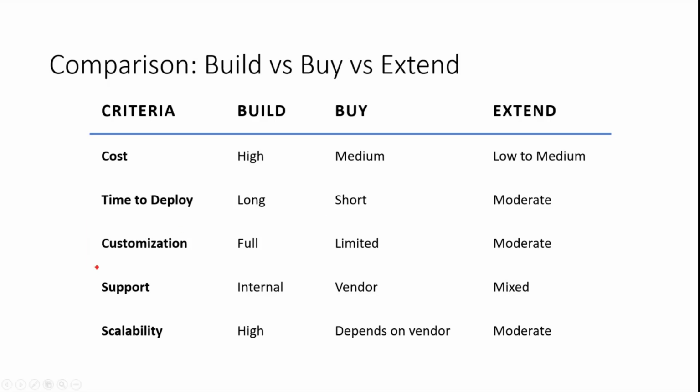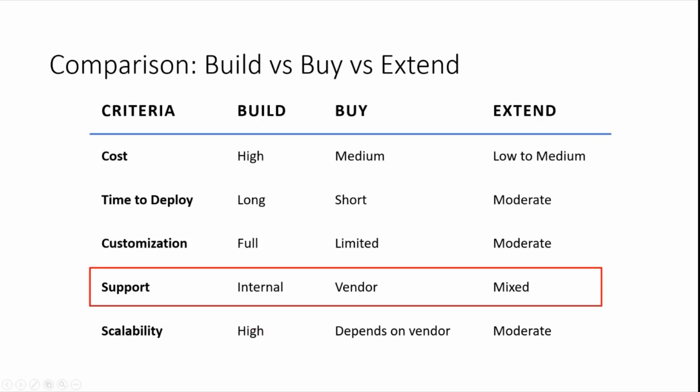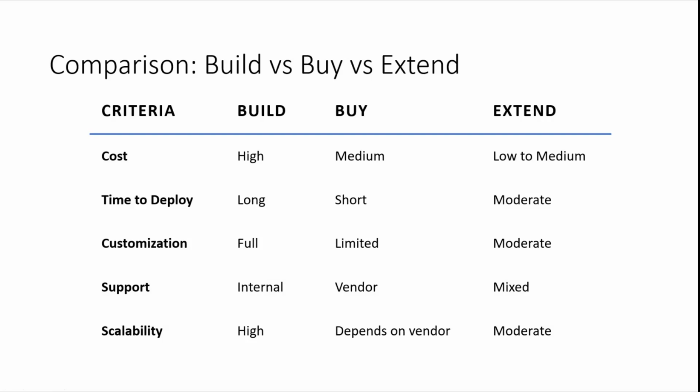From the support point of view, when you are building internally, your internal IT, engineering, or development team owns the support, updates, as well as the troubleshooting. When you buy, you are dependent on a vendor, so the vendor provides updates, fixes, enhancements, and customer support. And lastly, when you extend, it is a bit mixed because you rely partly on the base product or the vendor and partly on your internal team for the custom parts.